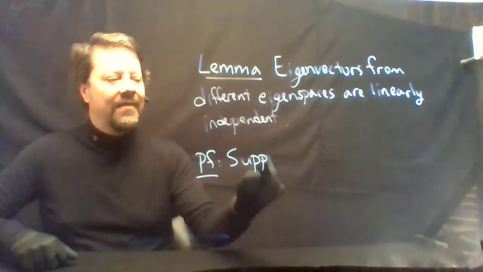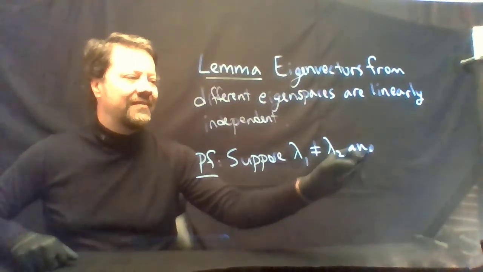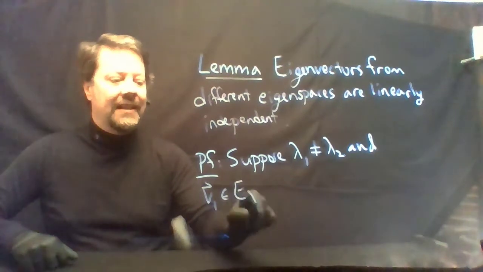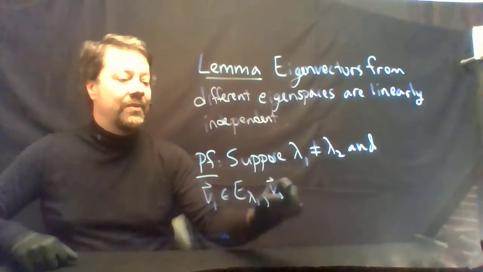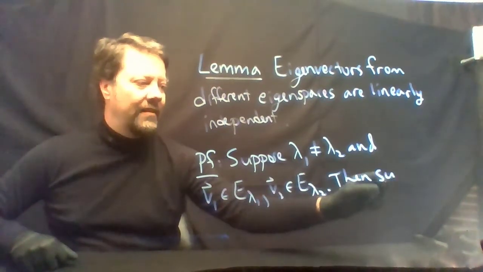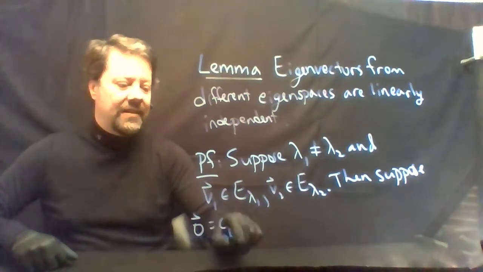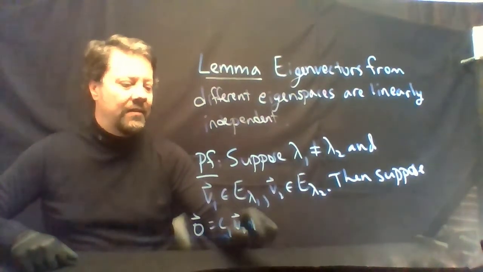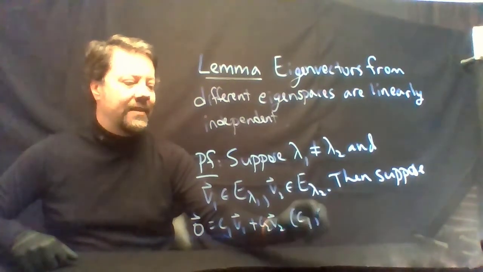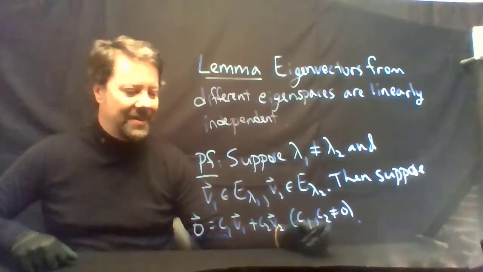Suppose lambda 1 is not lambda 2, and v1 is an element of E lambda 1. v2 is an element of E lambda 2. Then suppose 0 is c1 v1 plus c2 v2, with c1 and c2 not 0. What does that mean?